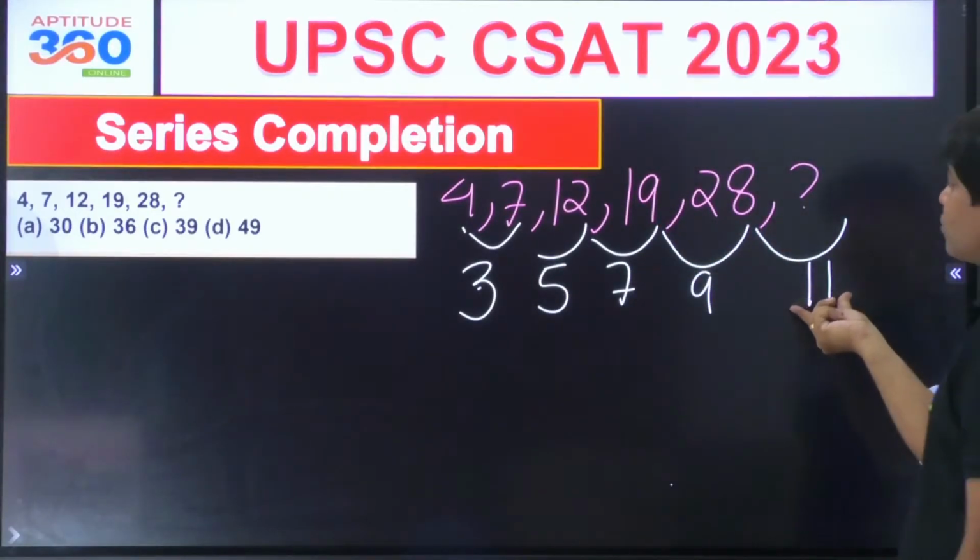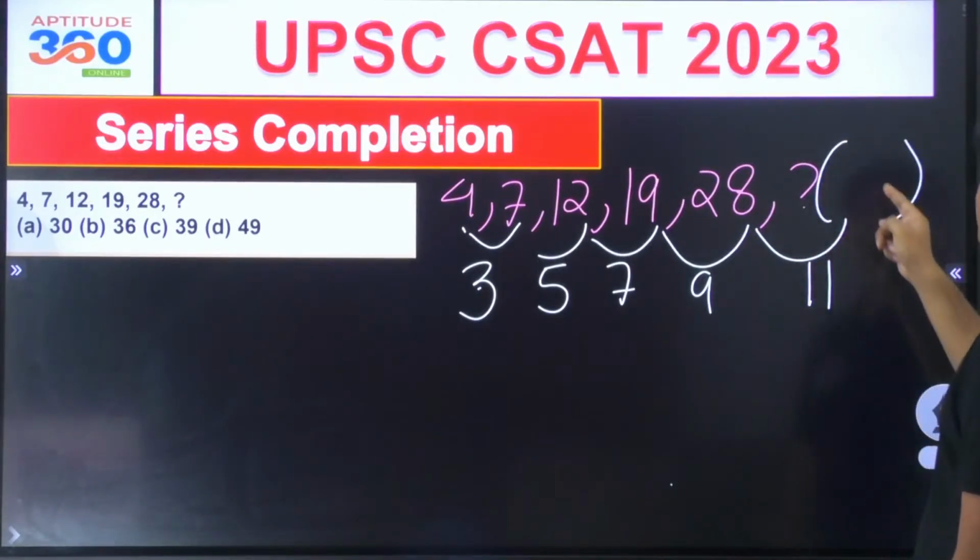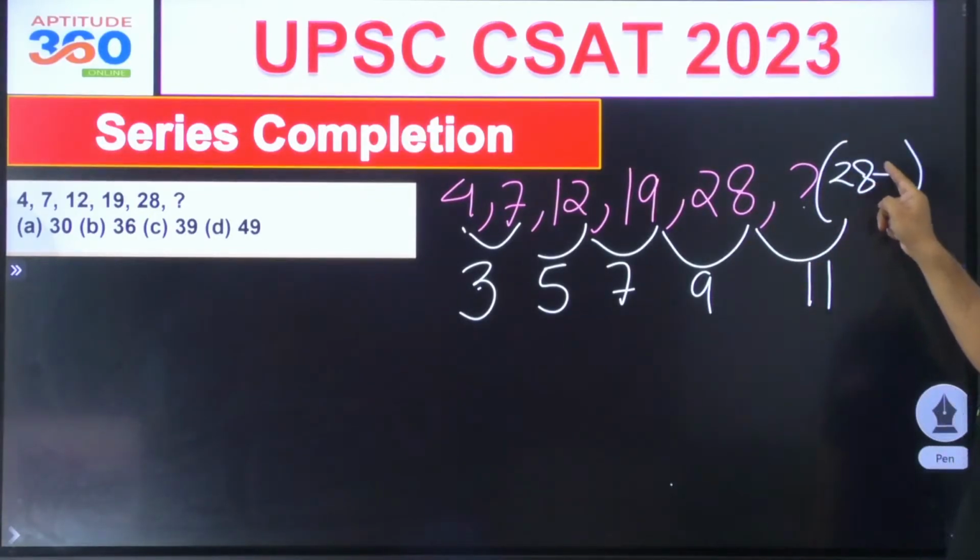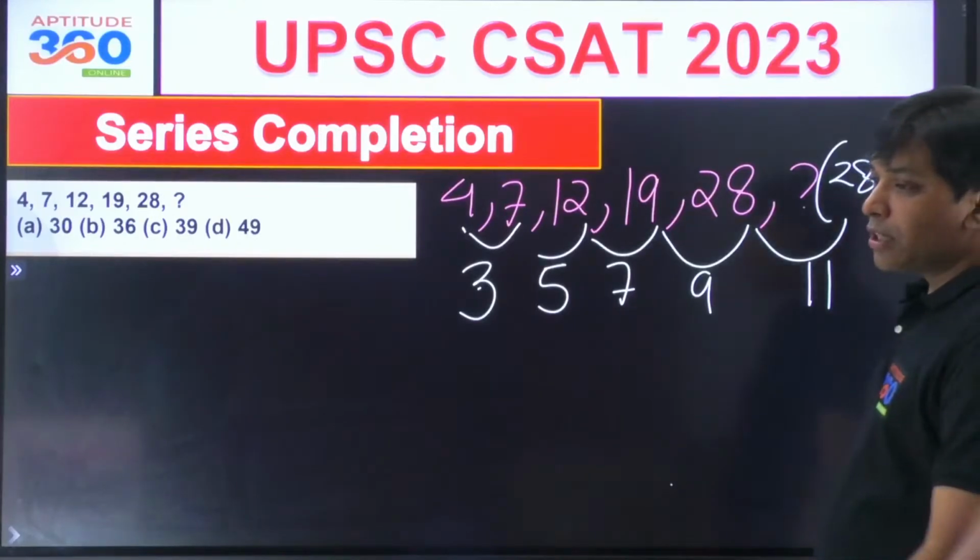If this will have to be 11, then the term here you will write as what? 28 plus 11, which is nothing but 39.